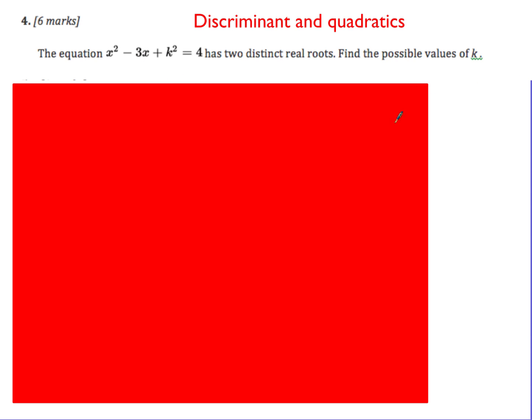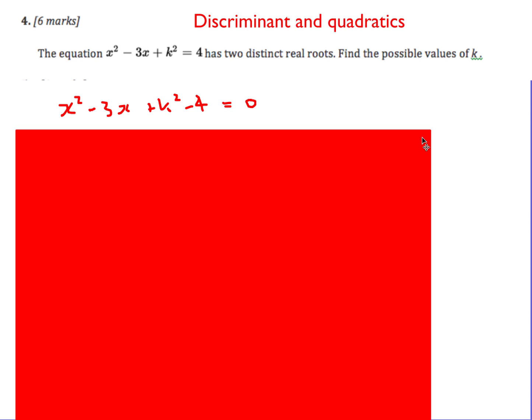This is a relatively straightforward starter. So we've got x squared minus 3x plus k squared equals 4, two distinct real roots. Find the possible values of k. Now, you've got to be careful with this one. They've put it equal to 4, but our formula only works for a quadratic equal to 0. So let's take away the 4. So then we get this equation here.